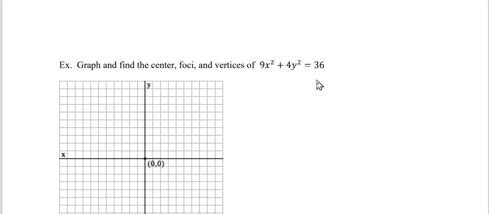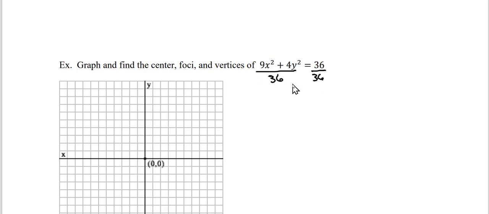I know this is an ellipse because I have x squared and y squared, both positive, with different coefficients here. If the coefficients were the same, it would be a circle. The different coefficients give it that squishiness. I mean, circles and ellipses are very, very similar, right? With an ellipse, I want this written equal to 1.